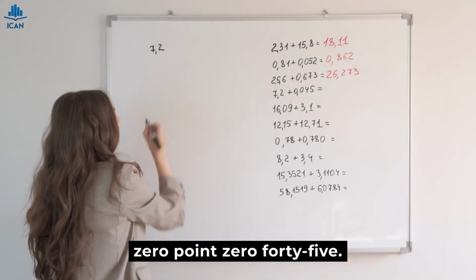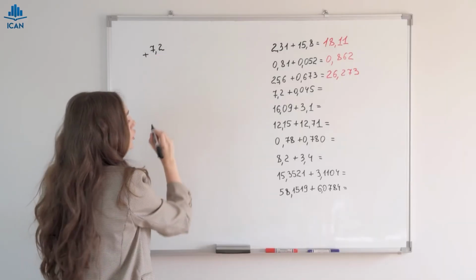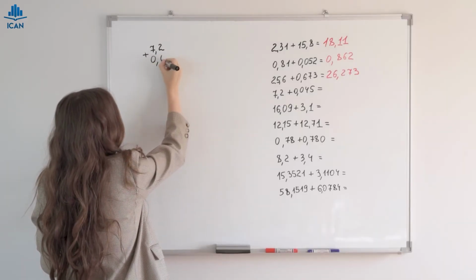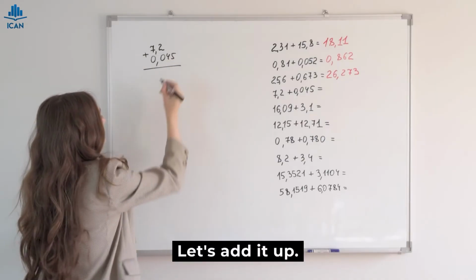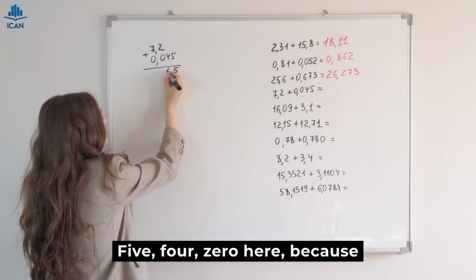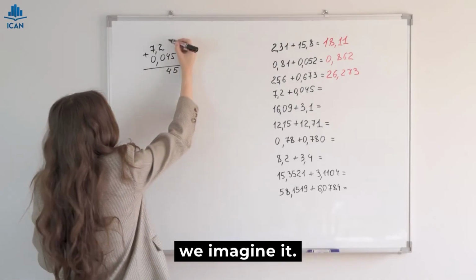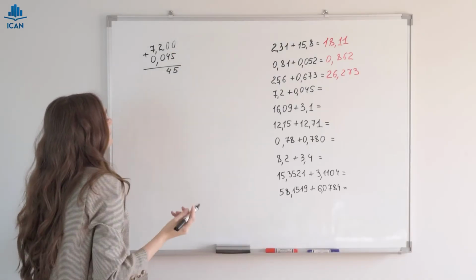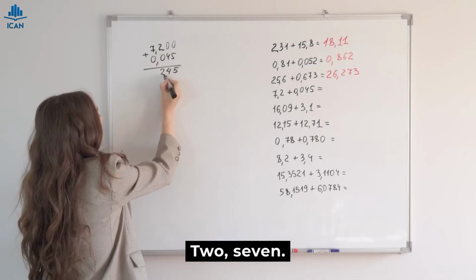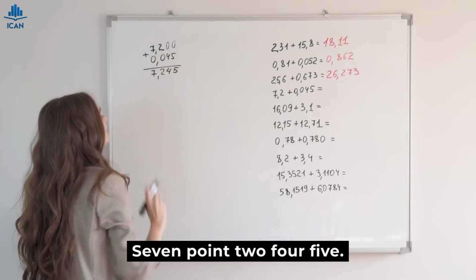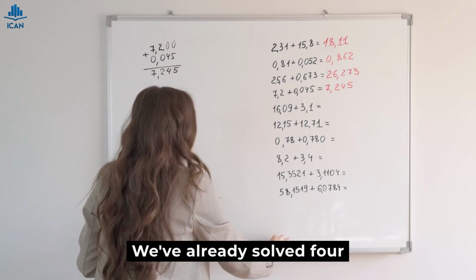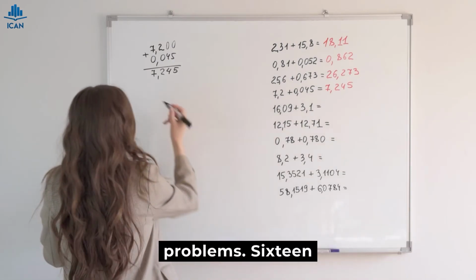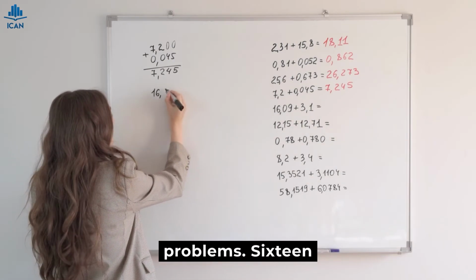7.2 plus 0.045. Let's add it up. 540 here because we imagine it. 27, 7.245. Great job. We've already solved 4 problems. 16.9 plus 3.1.